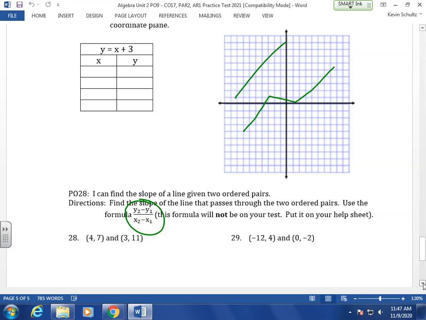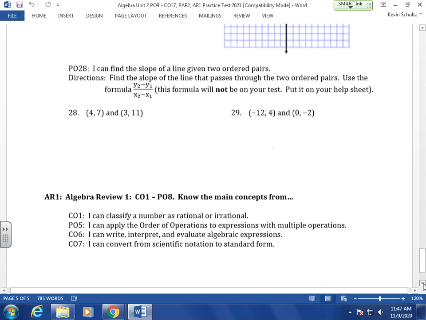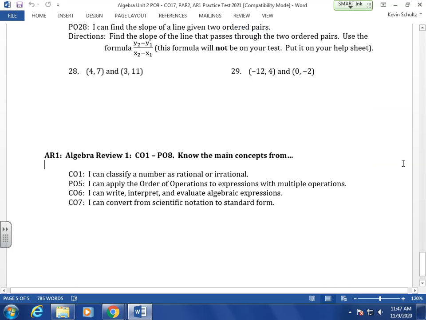Okay. And then we have the algebra review. So 4 questions on objectives we've already covered so far this year. 1 question will be from CO1, 1 from PO5, 1 from CO6, and 1 from CO7. So if you still have your help sheet from Unit 1, I recommend that you use it here also to help you remember those things.